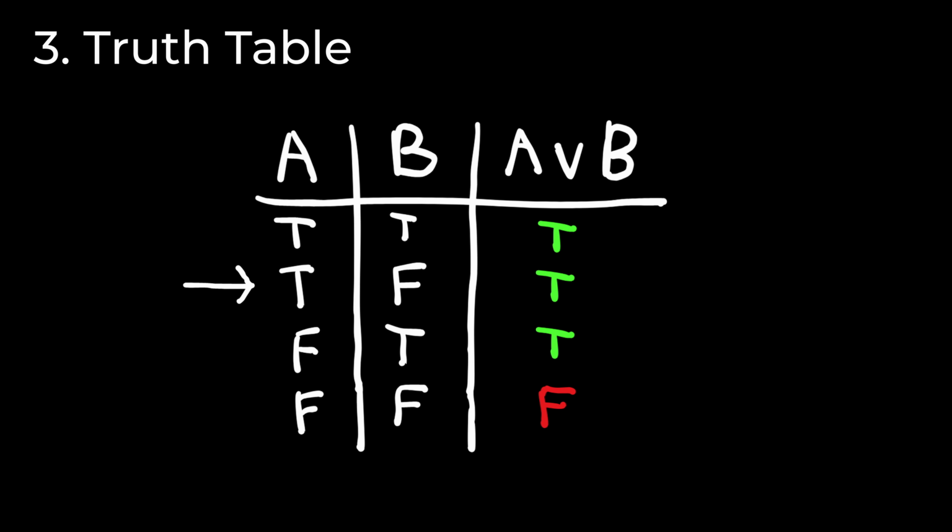If A is true but B is false, then A or B is true, because A is true. If A is false and B is true, then A or B is true, because B is true. If A and B are false, then A or B is false. As mentioned, you'll notice the OR statement is true if at least one of A or B is true.